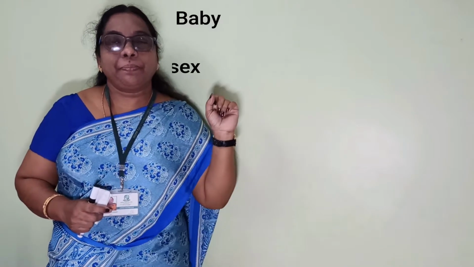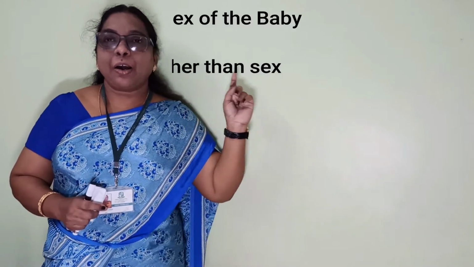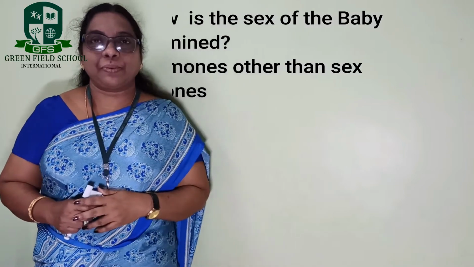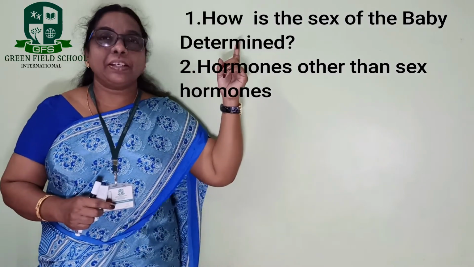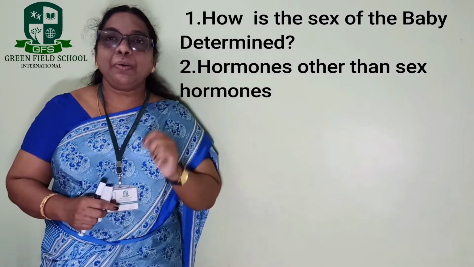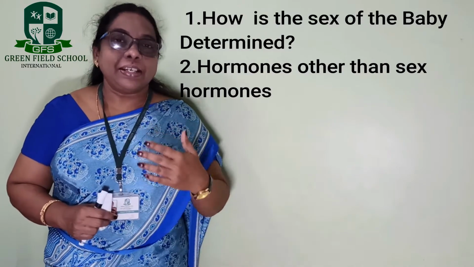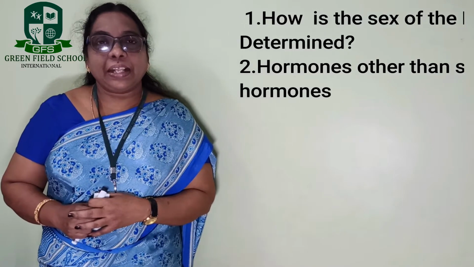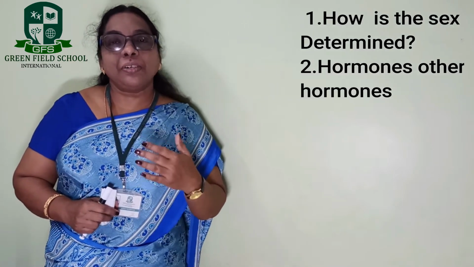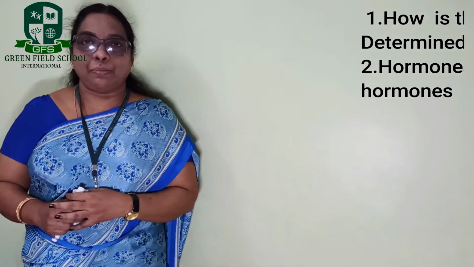And in today's class we are going to study two topics. The first topic is how the sex of the baby is determined, and the second is hormones other than sex hormones. Okay, let me repeat. The first topic is how the sex of a baby is determined, and we can also call that gender determination. And the second topic is hormones other than sex hormones.